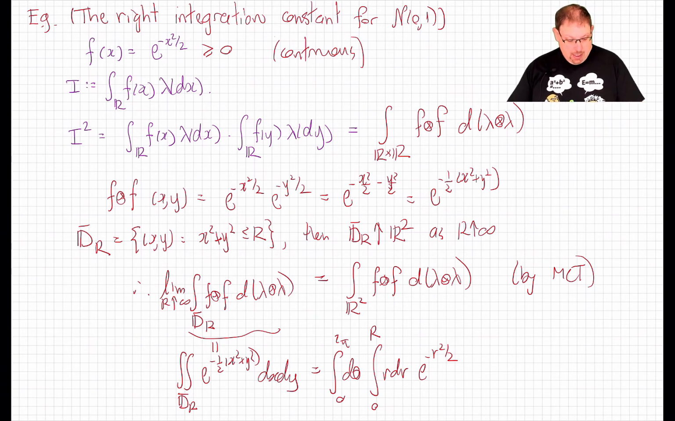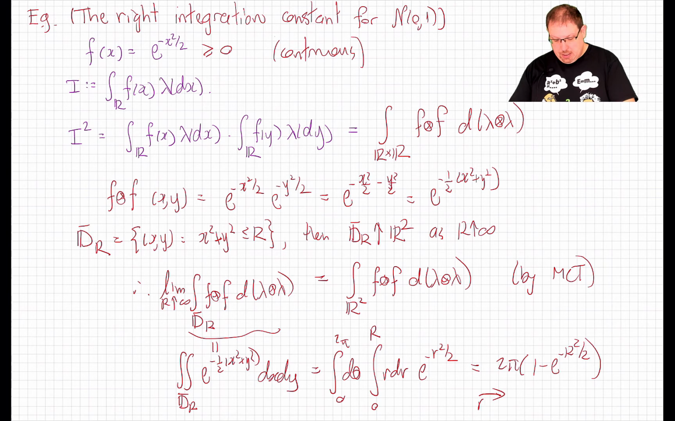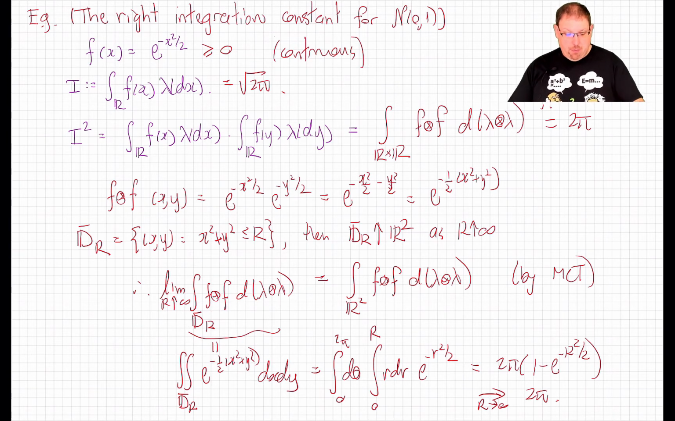And so when all is said and done, this explicit integral is 2 pi times 1 minus e to the minus r squared over 2. So we're supposed to just take the limit as capital R goes to infinity in order to recover the integral I squared. And of course, as r goes to infinity, this just goes to 2 pi. Which means, therefore, that I squared is equal to 2 pi, and so I is equal to the square root of 2 pi. And therefore, to get a probability density, we need to divide this by the square root of 2 pi.